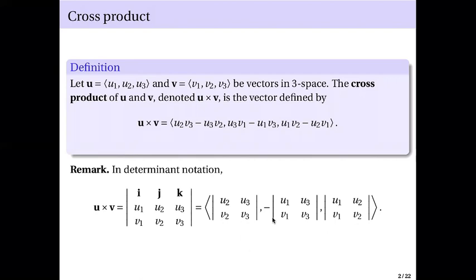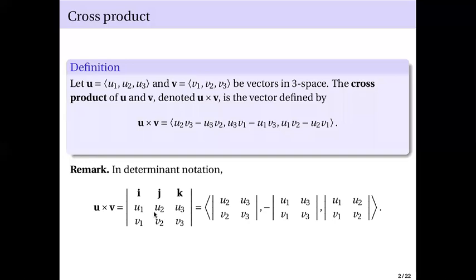So if you still can't memorize this, you can always go back to this determinant here. Just remember, you have i, j, k in the first row. On the second row, you have the components of the first factor. And on the third row, you have the components of the second factor. And again, noting that i, j, and k here are the standard unit vectors in three-space.